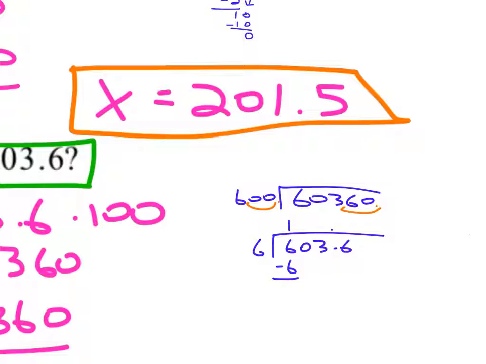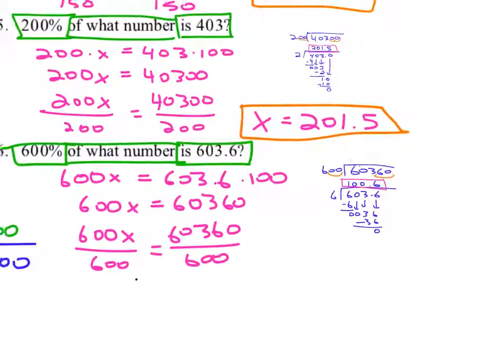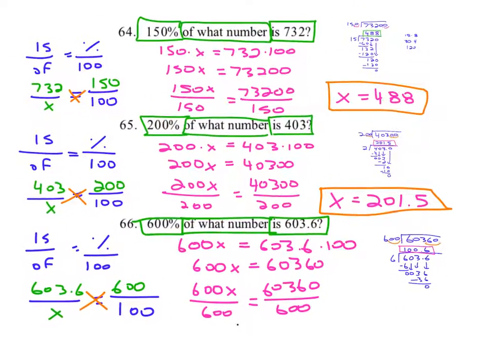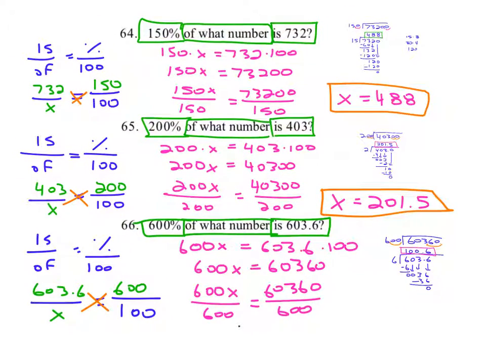6 goes into 6 once. That is 6. Bring down the 0. 6 goes into 0 0 times. Bring down the 3. 6 goes into 3 0 times. Bring down the 6. 6 goes into 36 6 times. That is 36. And we get 0. So we have as our answer then 100.6. So zooming out, I can say x is equal to 100.6, and I'm going to box that, and that is our final answer.